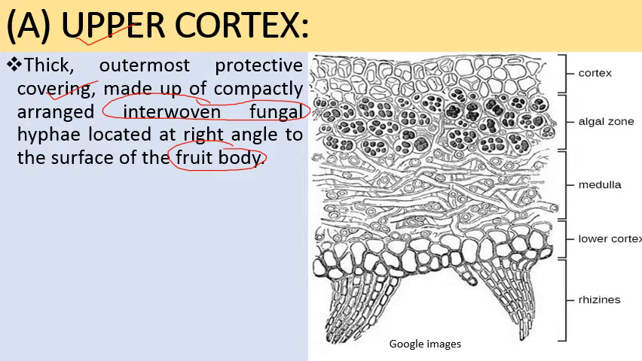So this is the picture of this heteromerous type of thallus. इसमें different zonations हैं, layers हैं. So first one is the cortex, that is the upper cortex. Then second layer is algal zone. Then third one is medulla, and then finally lower cortex, that we'll discuss one by one. So firstly we are discussing the upper cortex.